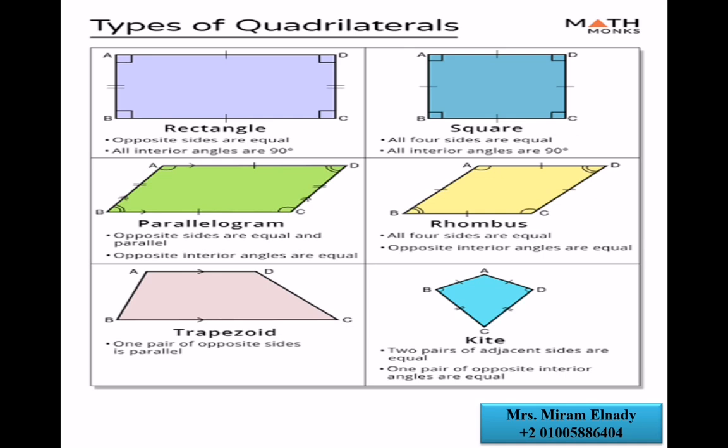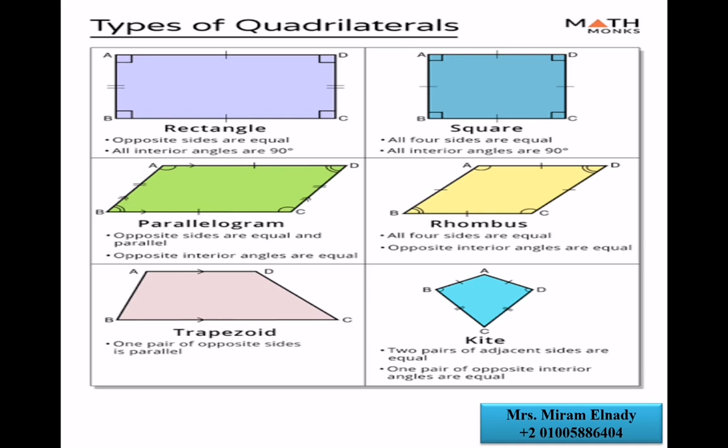Parallelogram: opposite sides are equal and parallel. Opposite interior angles are also equal, but they are not 90. We have two acute angles and two obtuse angles. What about the rhombus? The same as the parallelogram. Opposite angles here are acute, and here also they are obtuse. Four sides are equal and the opposite interior angles are equal.